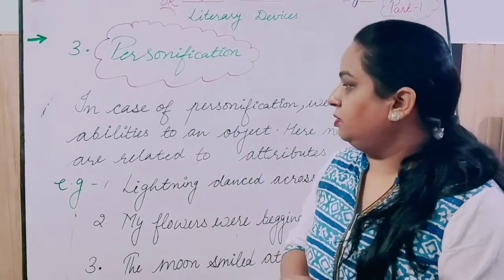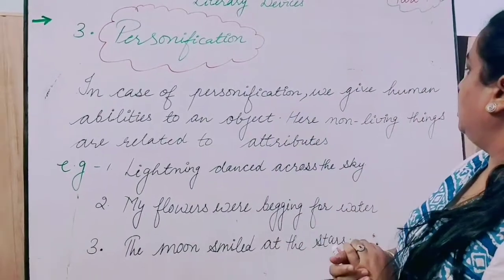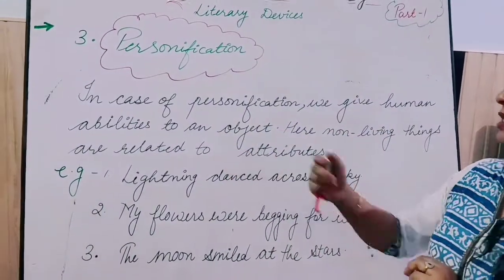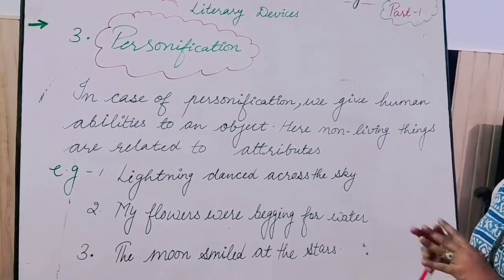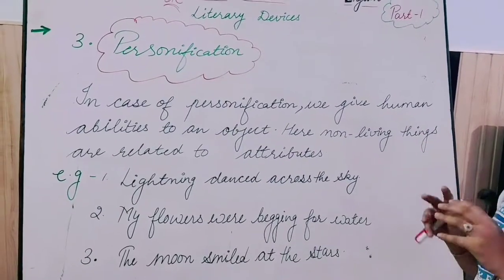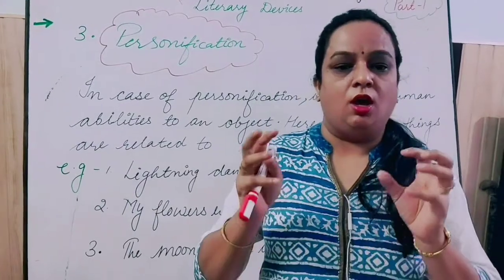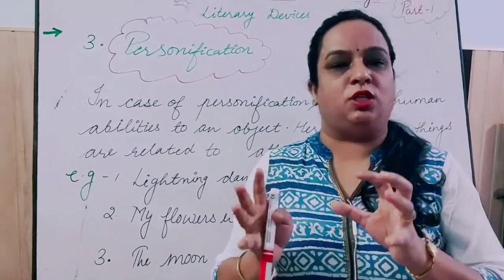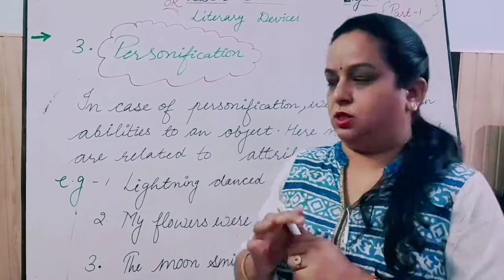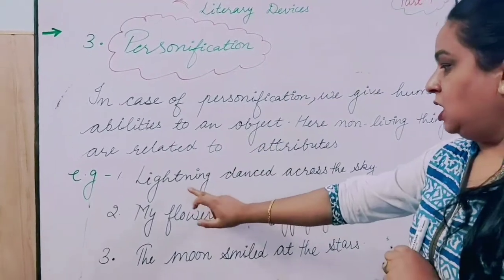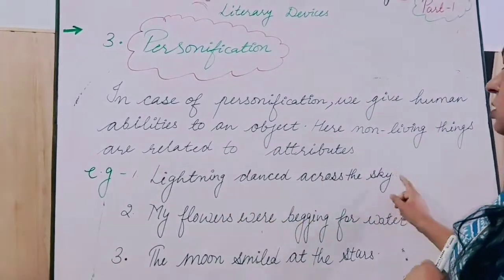Let's learn personification. In case of personification, we give human abilities to an object. Here non-living things are related to attributes. It means the human qualities we use to give to an object or non-living things. See some examples. Lightning danced across the sky.